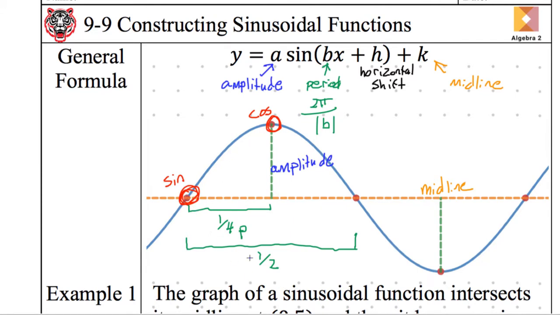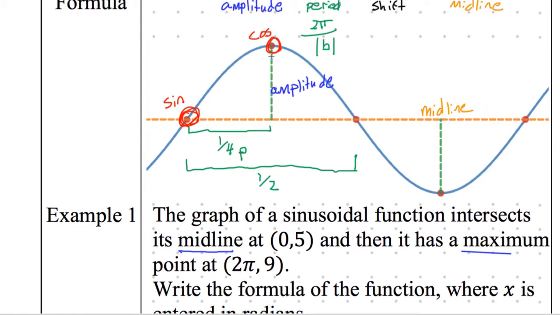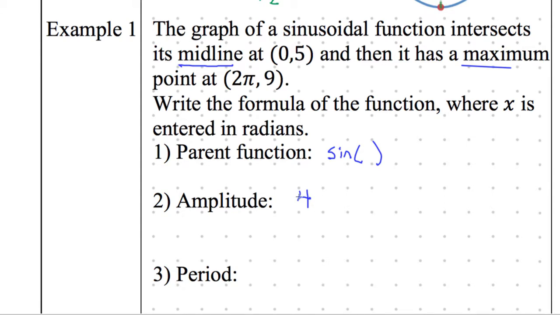So am I going to a minimum or am I going to a maximum? Let's check here. I go from the midline to a maximum. So if it's going to a maximum, it's just positive. You have to check it every single time. I'm going, and it's positive, so it's positive 4. And what variable is 4? 4 is our A. So A is equal to 4.